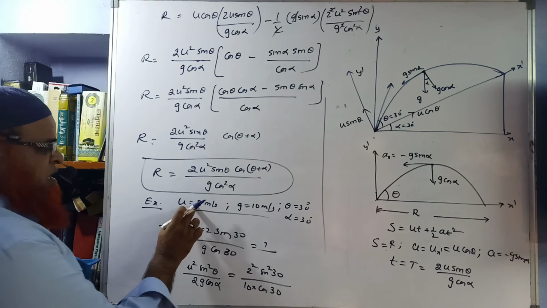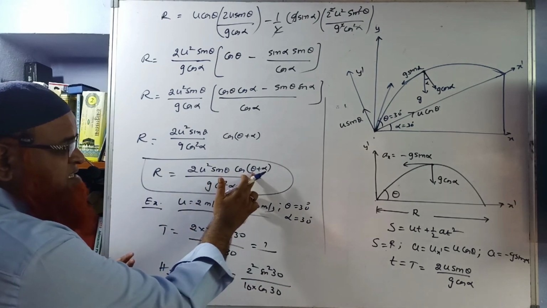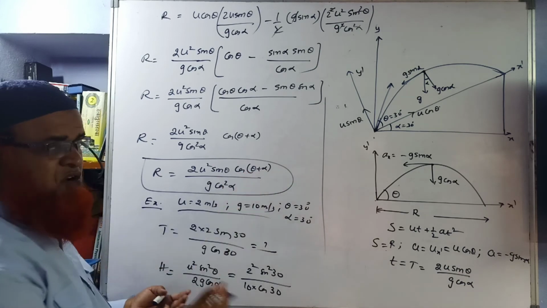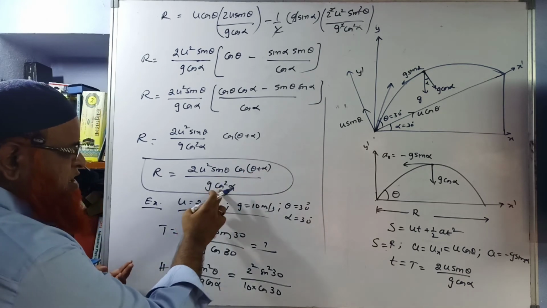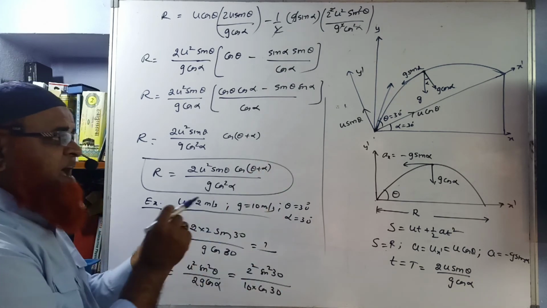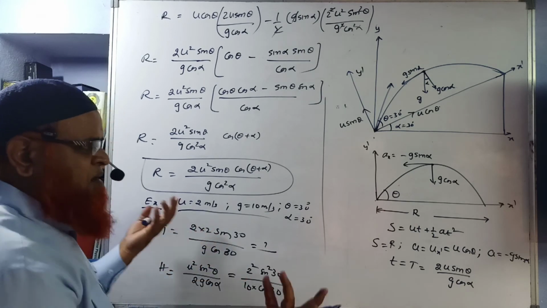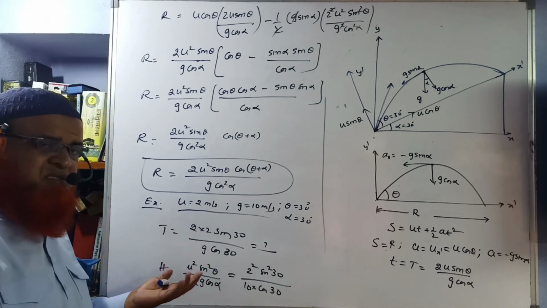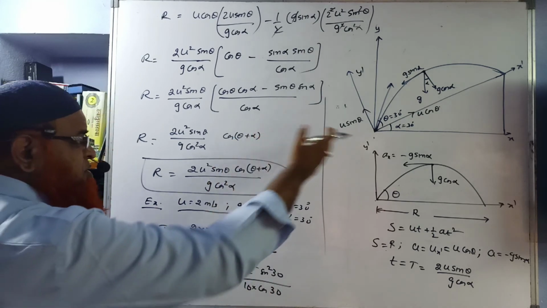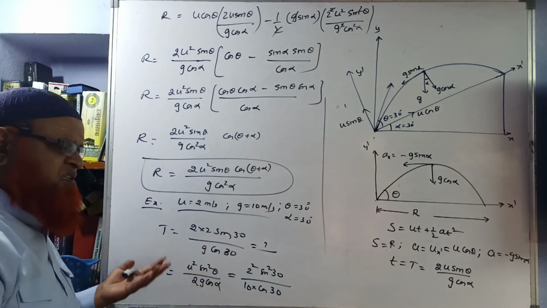So you can find out the range also. What do you need to do? Instead of u, you will write 2 square. Sin 30, and cos of 30 plus 30 becomes cos 60, and this is going to be cos alpha, which is 30 here according to the problem. So if angles are known, initial velocity is known, and g is given as 10 meters per second square, what is the tough thing here? Just substituting the values and getting the answer. You may get this type of examples.